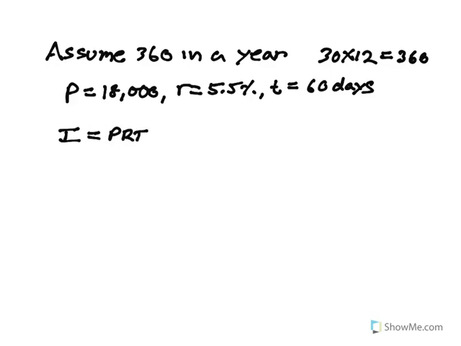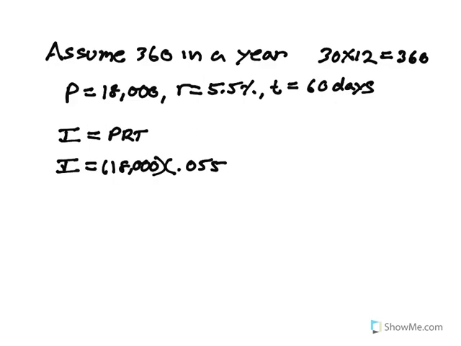Okay? So we're going to plug in some information. The principal is 18,000. The rate, we're going to convert this to a decimal. So move the decimal 2 places to the left, and you're going to get 0.055.